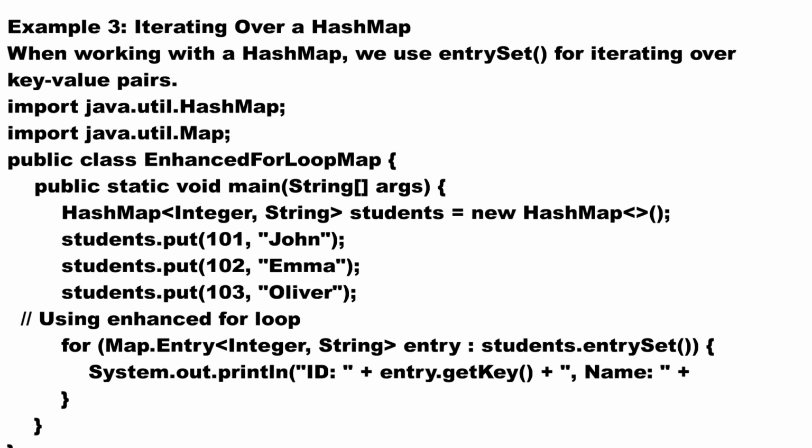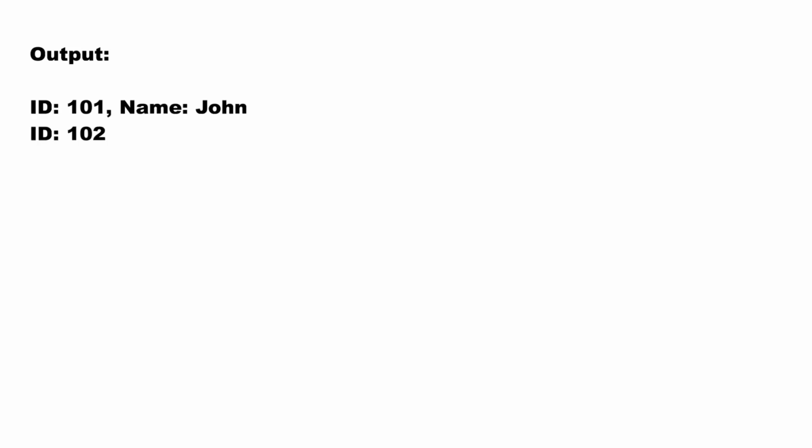System.out.println, open bracket, "ID:" plus entry.getKey, open bracket, close bracket, plus " name " plus entry.getValue, open bracket, close bracket, semicolon, close braces, close braces. Let's look at the output. ID 101, name John, ID 102, name Emma, ID 103, name Oliver.